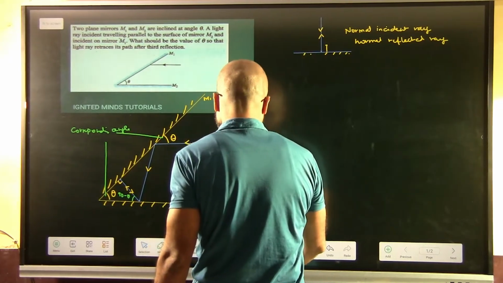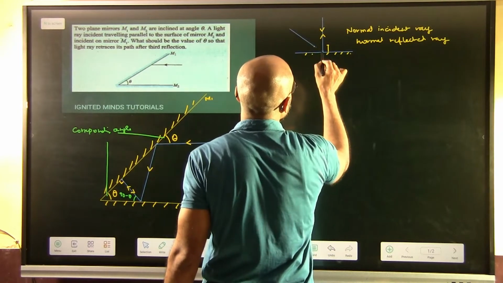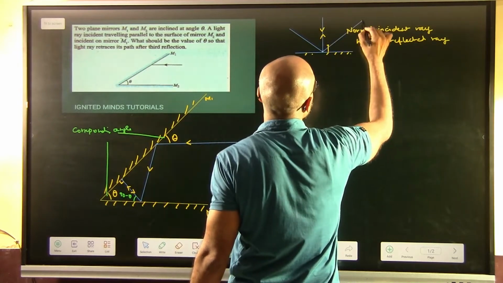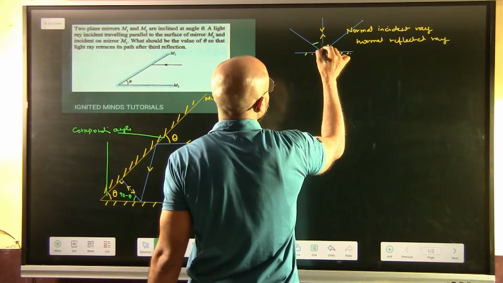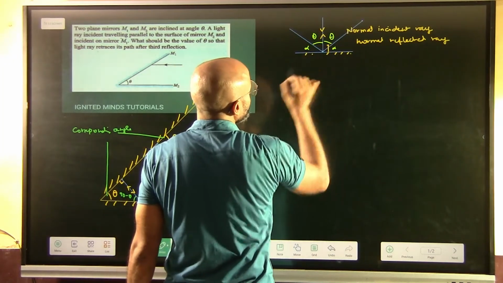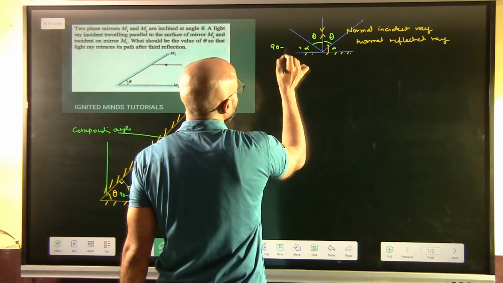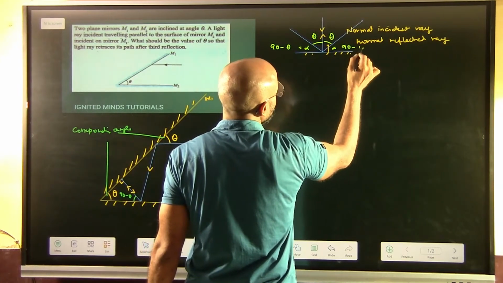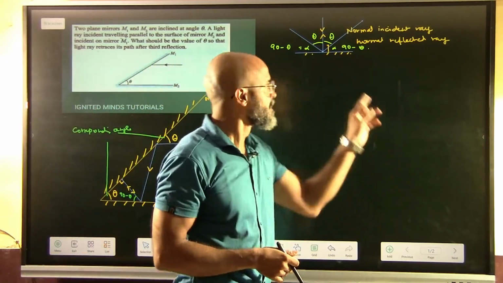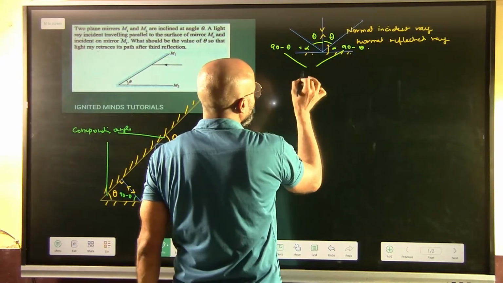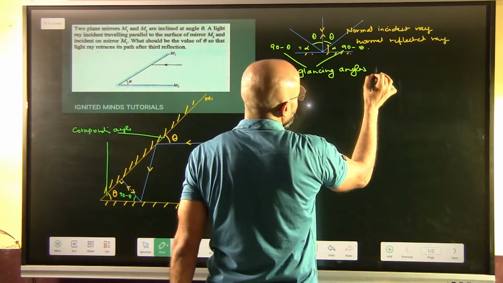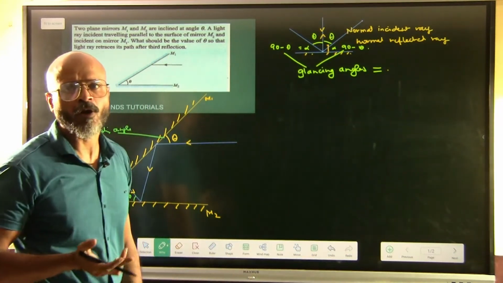Let's say I have an incident ray coming like this, and a reflected ray which goes like this. If this angle is theta, then this angle will also be theta, and obviously this angle and this angle will also be equal. This is 90 minus theta, and by the laws of reflection this will also be 90 minus theta. These are known as glancing angles. Glancing angles are equal by the law of reflection.